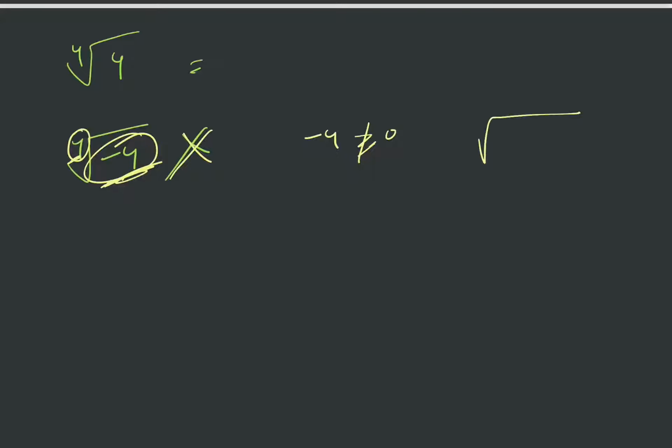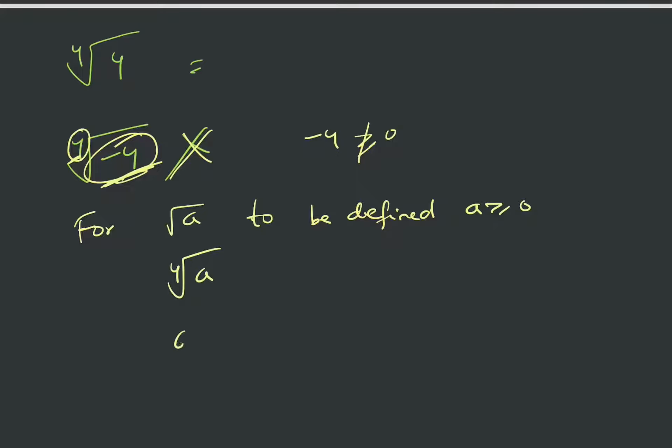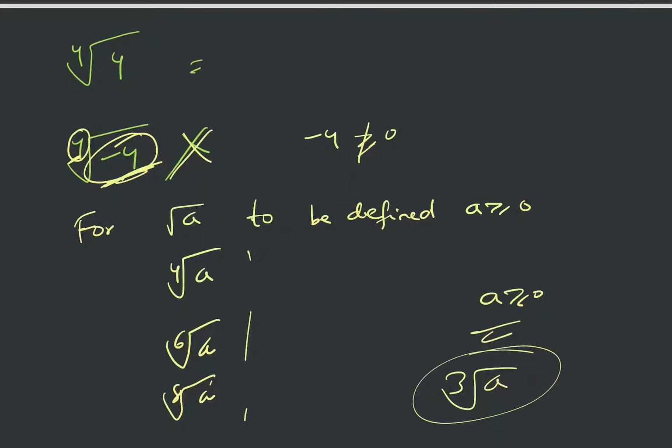Just like you have learned that in square roots, the inside part should always be non-negative, for square root of a to be defined, a should always be greater than or equal to 0. Similarly for 4th root a, for 6th root a, for 8th root a, and so on, for all these to be defined, this a should always be greater than or equal to 0. Whereas for cube root a to be defined, a can be negative also.